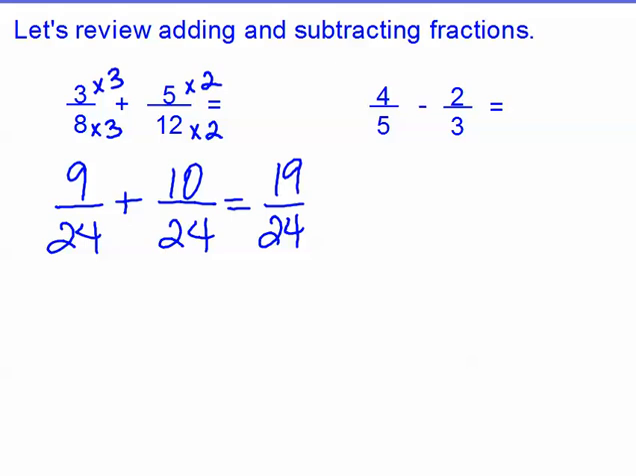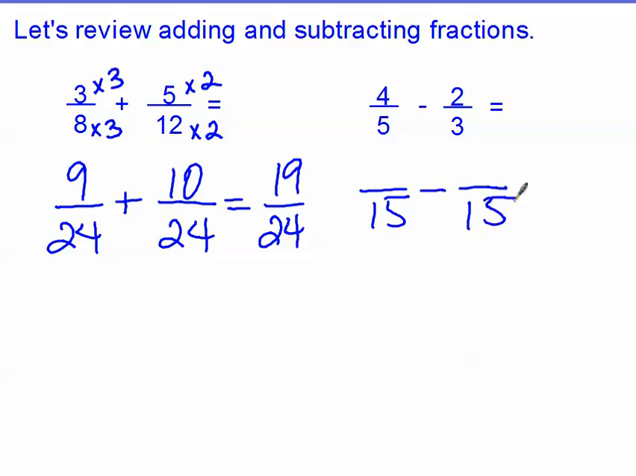Subtraction, we do the same thing. It's just instead of adding the numerators, we subtract them. So here we have 4/5, take away 2/3. So we find our common denominator. 5 and 3, the first number they have in common is 15. So we rewrite our fractions with 15s on the bottom.